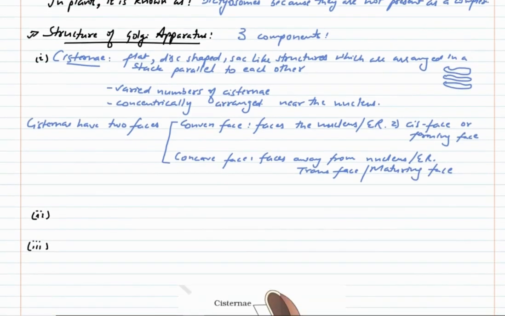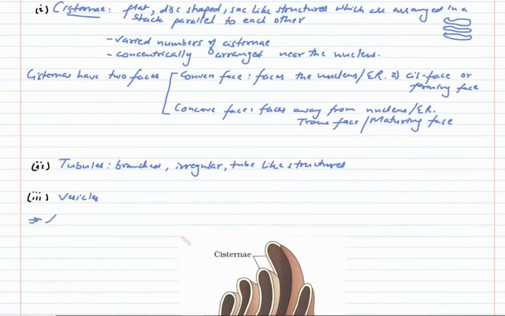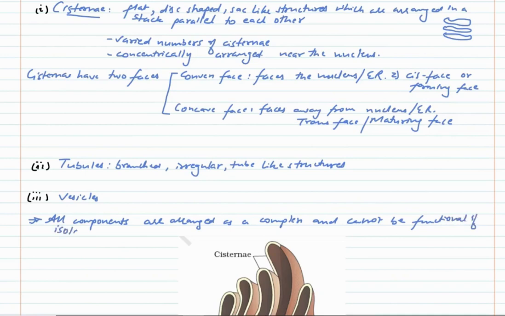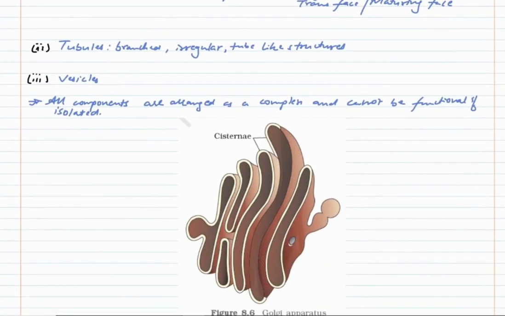The second component of Golgi apparatus is the presence of tubules. These are branched irregular tube-like structures. And the third component is vesicles. All three components are arranged as a complex, and they cannot be functional if isolated. So if you separate these components from one another, they will not be able to function well.